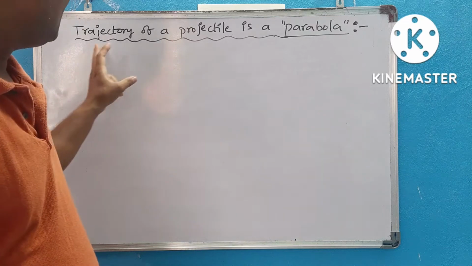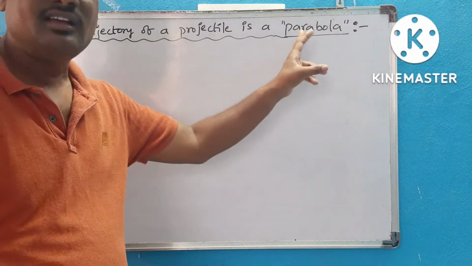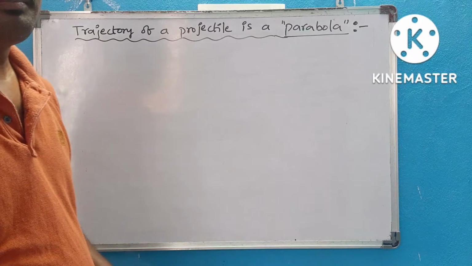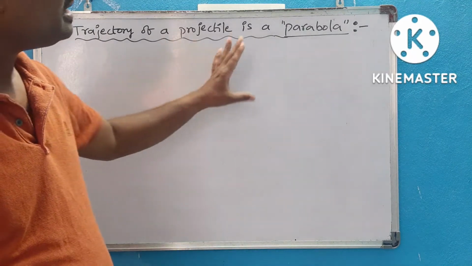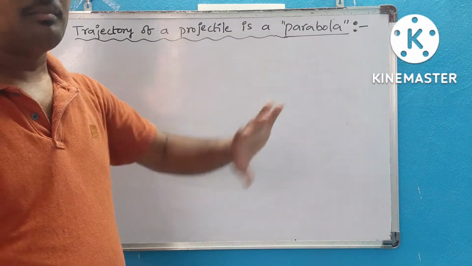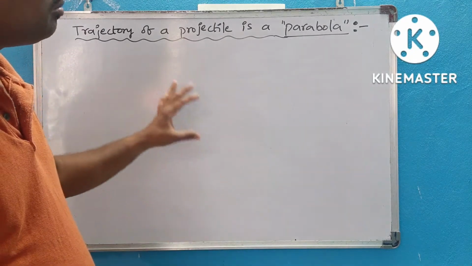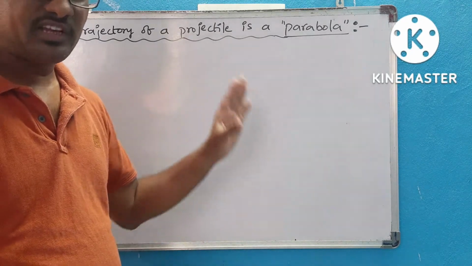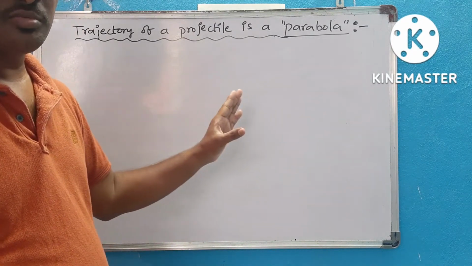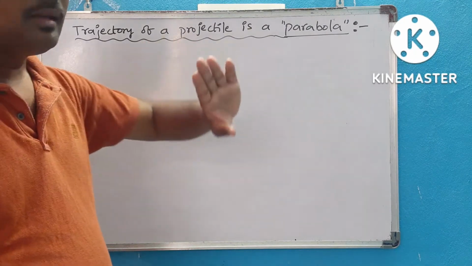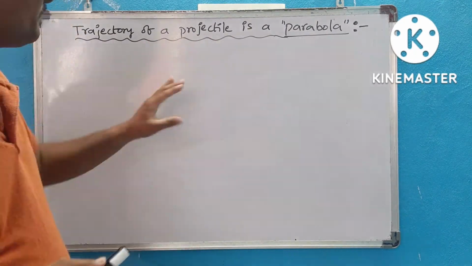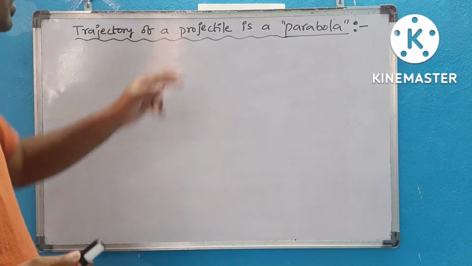That is, the trajectory of a projectile is a parabola. So this question is famous as the parabola question. This is the most important question in your first year physics textbook, and it is from the motion in a plane topic. Okay, so here, projectile.